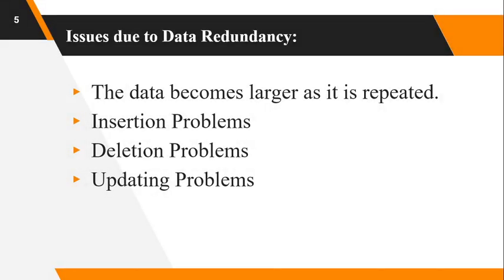Okay, so now let's see some of the issues that happen due to data redundancy. The first one is that data becomes larger as it is repeated. When data gets repeated, automatically the size of the data becomes larger. That is one kind of issue. The second issue is the insertion problem, that is insertion anomaly. The third one is the deletion problem, also called a deletion anomaly. The final one is the updating problem, also called an updating anomaly.